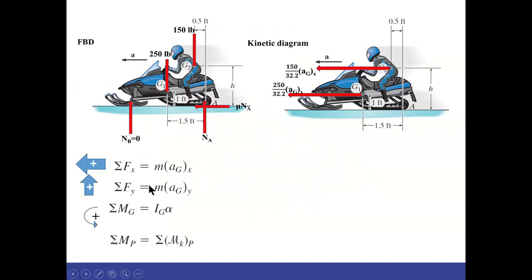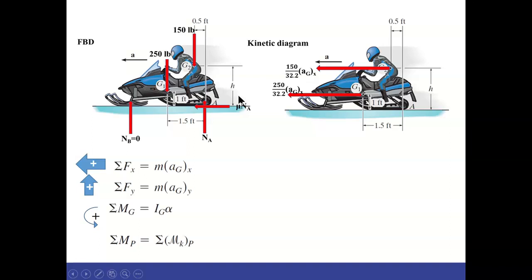So both the diagrams are on one page, a free body diagram on the left and a kinetic diagram on the right, and these are our equations of motion. Going left is positive, going up is positive for y, and going counterclockwise is positive for moment. So it's very simple now. We just need to apply these equations to solve for our unknowns.